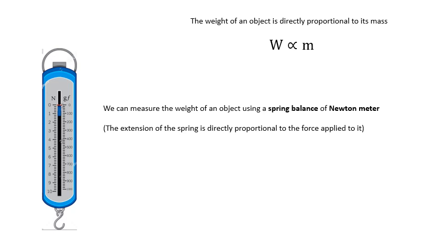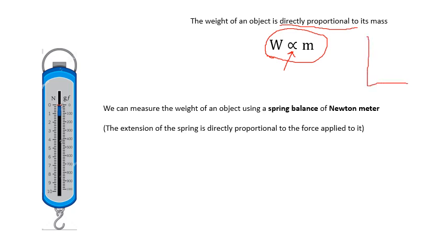The weight of an object is directly proportional to its mass. Now, I've put this equation here because you need to know what that little fishy thing means there. And it means is directly proportional to. That's what it means. So its weight is directly proportional to its mass. If you double the mass, then the weight will double. If you have 3 times the mass, then the weight will be 3 times bigger.